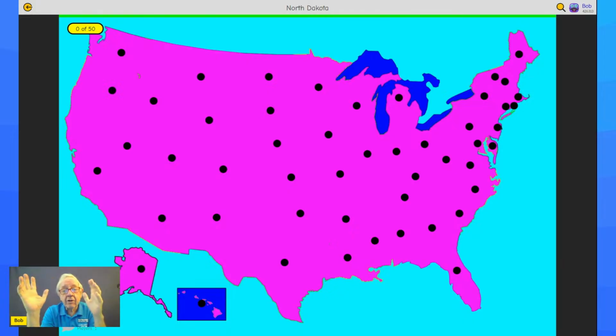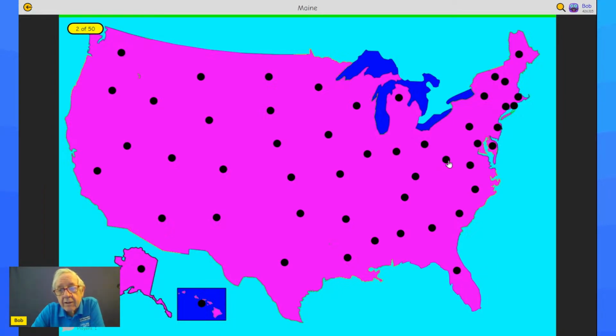It doesn't have the colors. It doesn't have the shapes. You just have to know where, in this case, North Dakota is located. North Dakota. Where is West Virginia? This is Georgia, South Carolina, North Carolina. This would be Virginia, and this would be West Virginia.